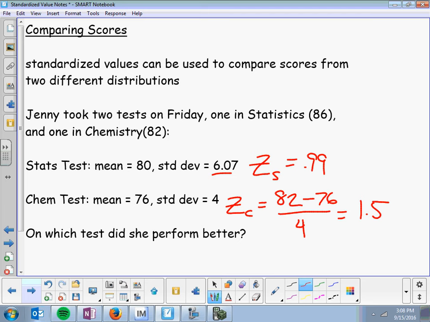So if I'm just comparing those two numbers, I've standardized the scores because now I'm not really paying attention to stats or chem. I'm just comparing the z-scores. She did better on the chem test because she got a higher z-score. She's 1.5 standard deviations above the mean, whereas on the stats test she was only about 1 standard deviation above the mean. So on which test did she perform better? Definitely the chem test.